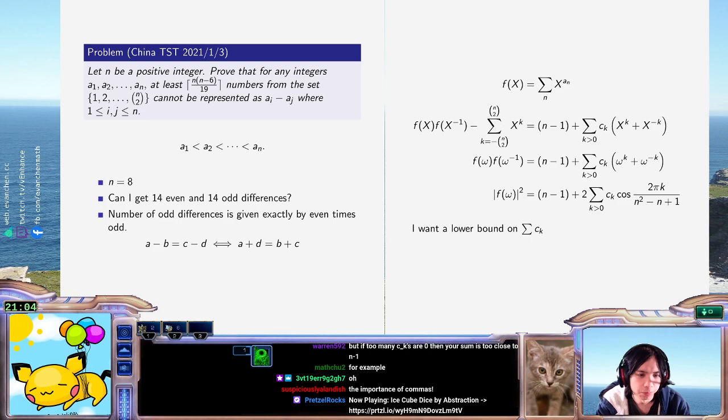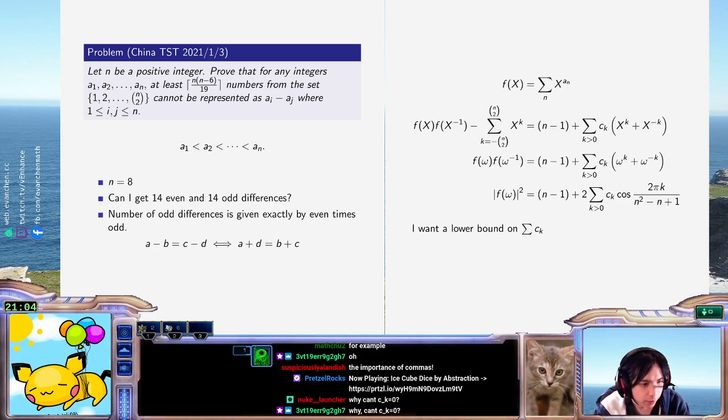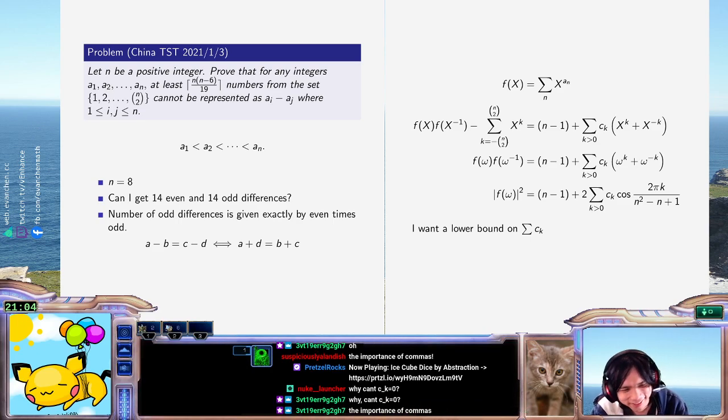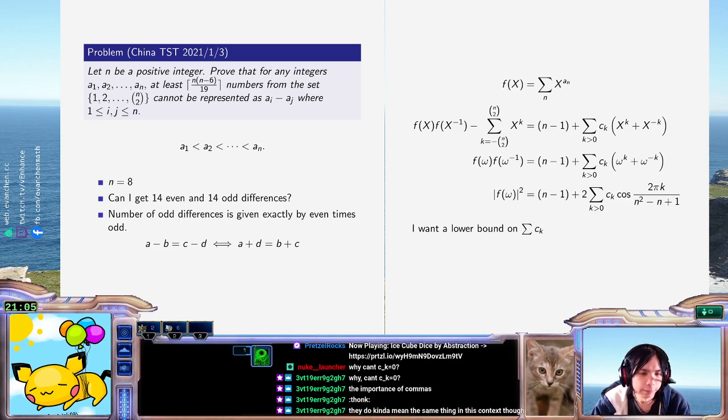Yeah, so you can either get me the number of negative CKs. CK can be 0. Yeah, sorry, CK can also be 0. I was only thinking about the positive terms. But yeah, you can either get me the number of negative CKs, the number of CKs that are equal to minus 1, or the sum of all the CKs, or probably most relevantly, the sum of the absolute value of the CKs is probably the best metric.